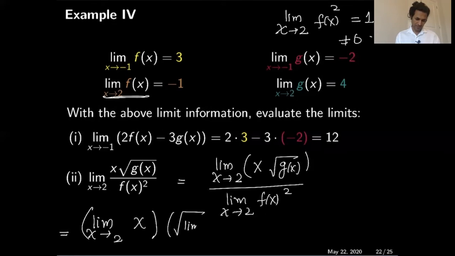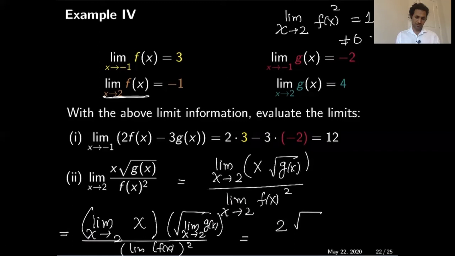I can move the limit inside the square root by using the power rule, because square root of g(x) is just g(x) to the power 1/2, and then divide by the limit of f(x), and the square of the whole thing. The limit as x approaches 2 of x is simply 2. Square root of the limit of g(x) as x approaches 2 is 4, divided by the limit of f(x) as x approaches 2, which is -1. So -1 squared. That gives you 4. The limit of this function is 4.